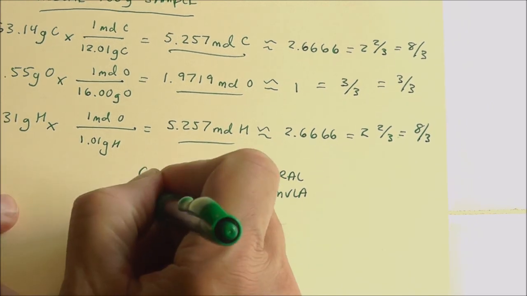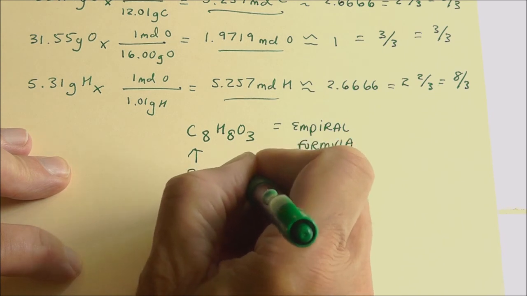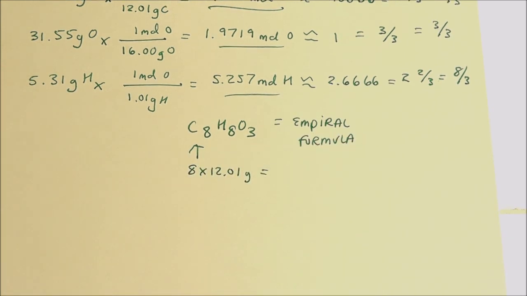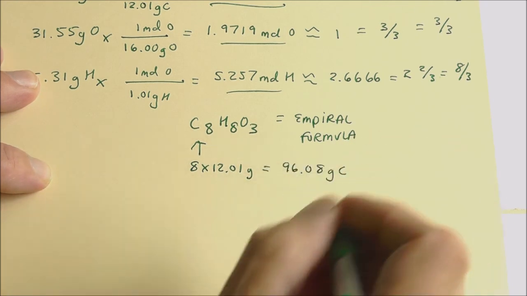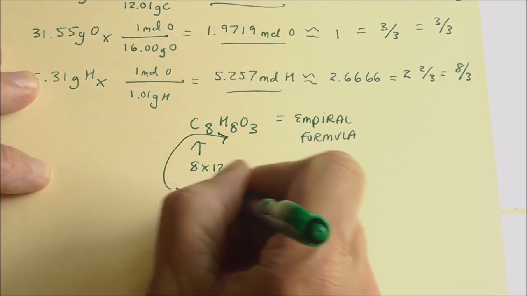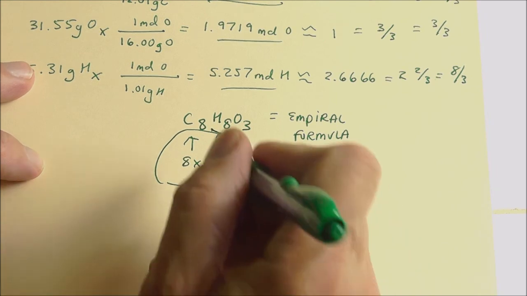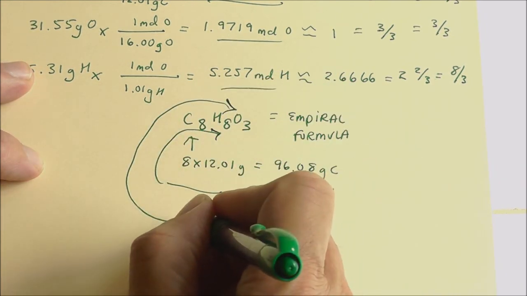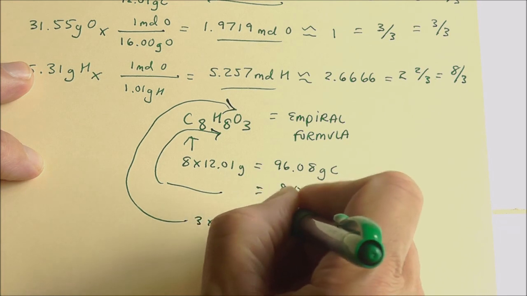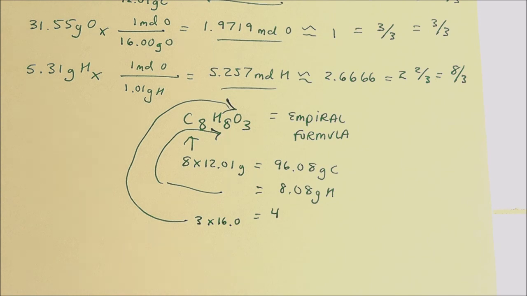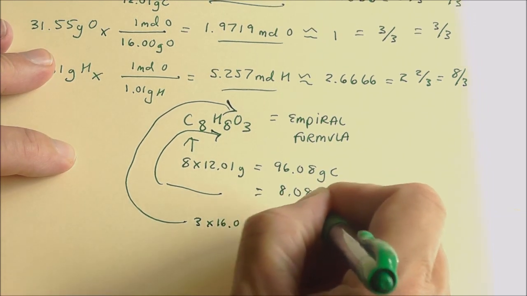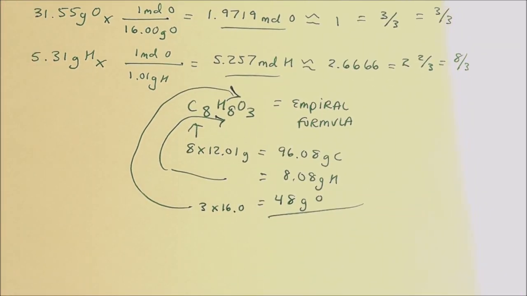Now let's see what this would weigh. That would weigh 8 times 12.01 due to the carbons. 8 times 12.01 would be 96.08 grams of carbon. This would be 8.08 grams of hydrogen, because they're 1.01 each. 3 oxygens would be 3 times 16.0 equals 48 grams of oxygen. All added up, 48 plus 8.08 plus 96.08, 152.16.